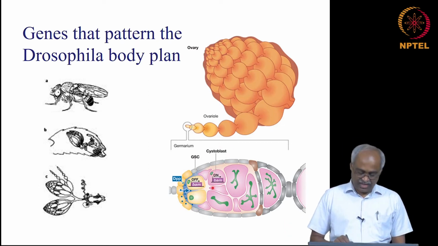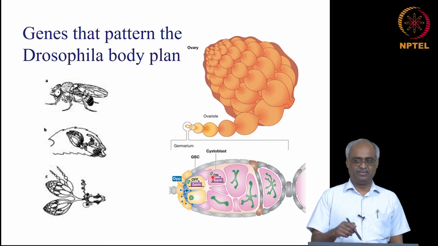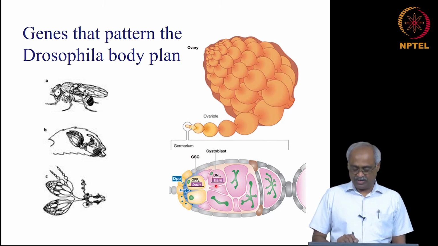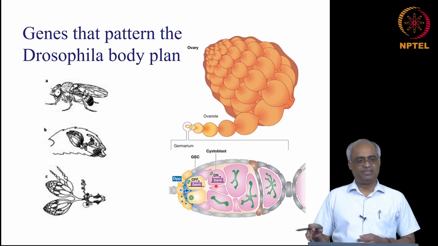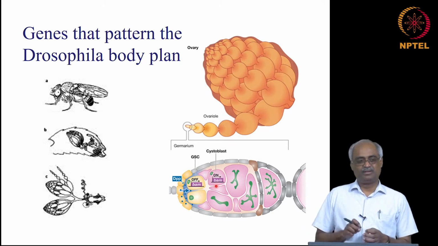Now, this cystoblast, one of the daughter cells of the GSC's mitotic division, is going to undergo 4 mitotic divisions without, or rather with incomplete, cytokinesis.